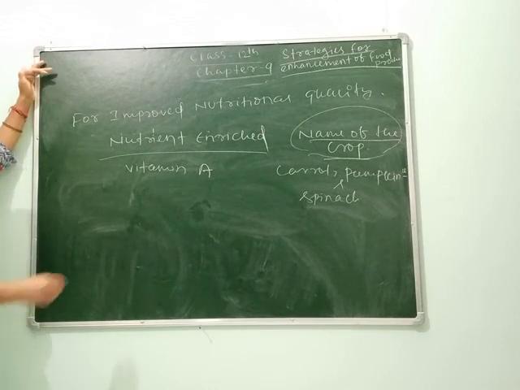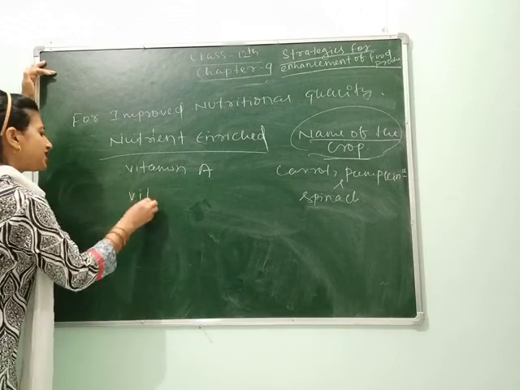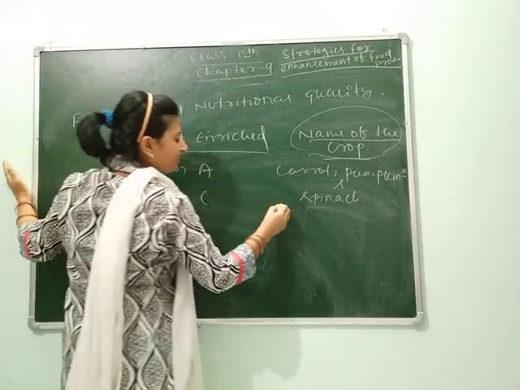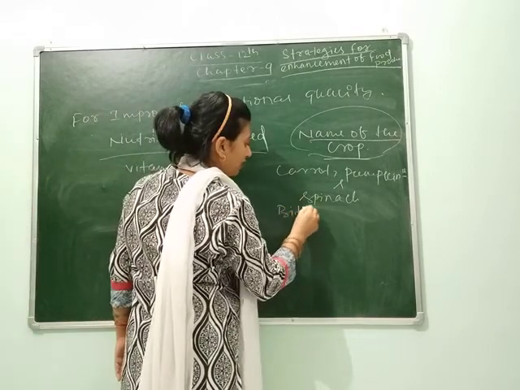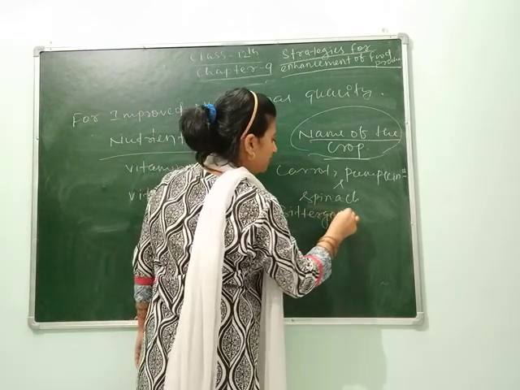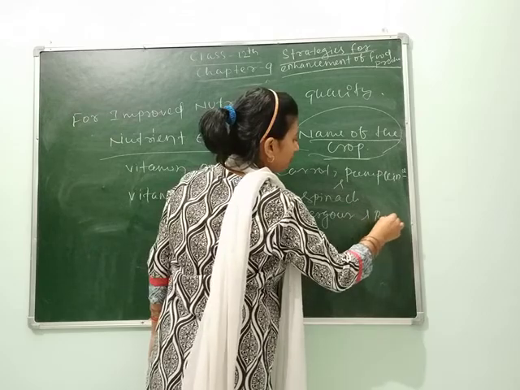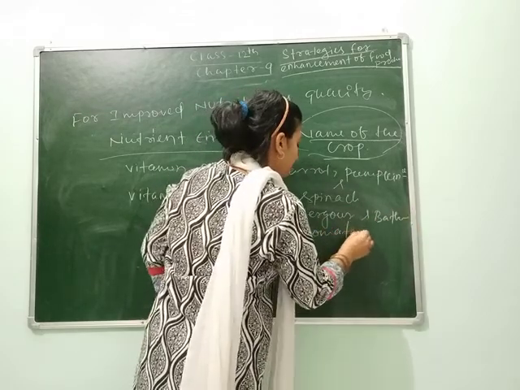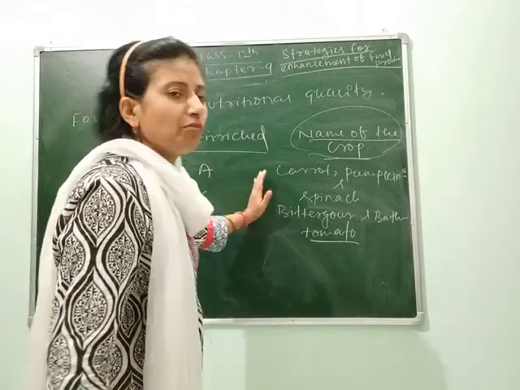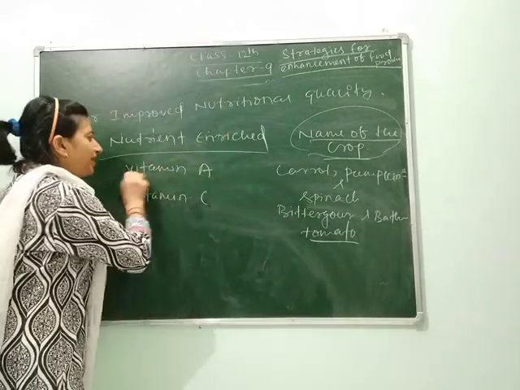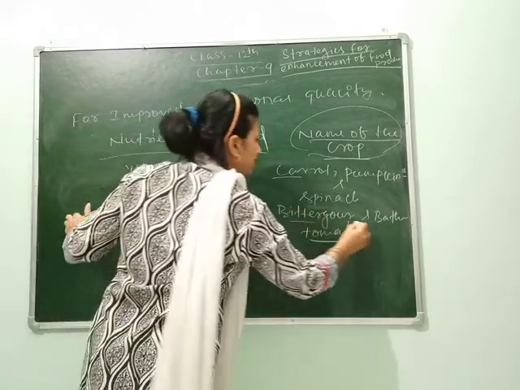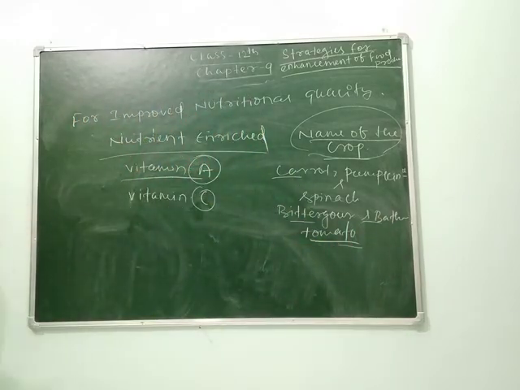Vitamin C containing bitter gourd, again vitamin C containing bitter gourd and bathua, tomato. These are some other crops, some more crops which contain this vitamin. Vitamin A here by carrot, vitamin C here by bitter gourd, bathua, tomato, etc.